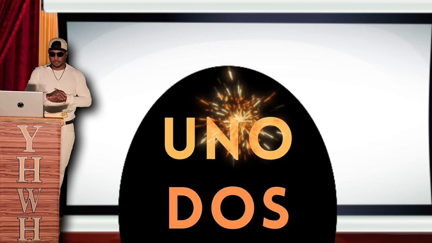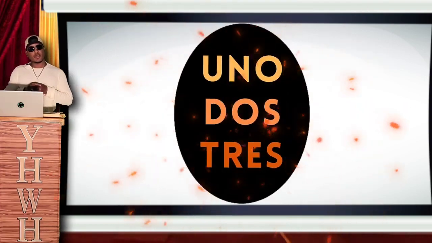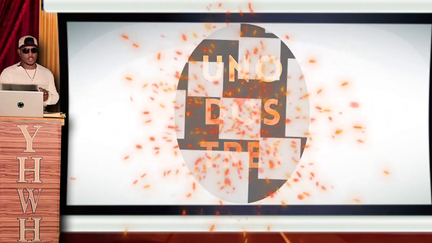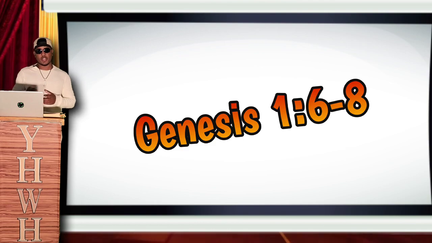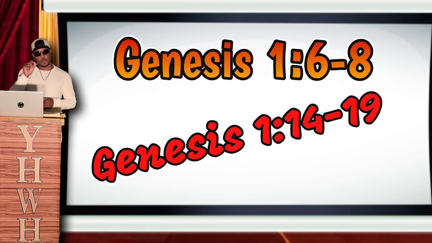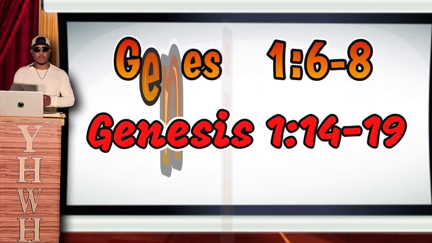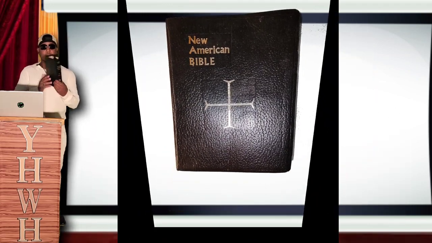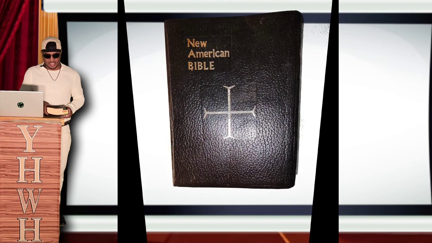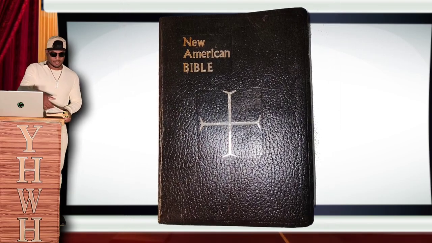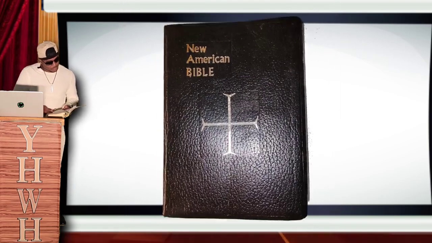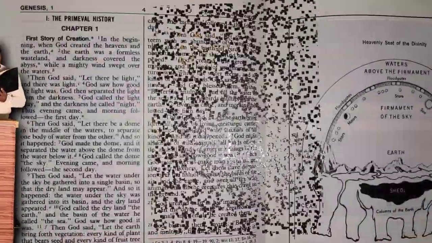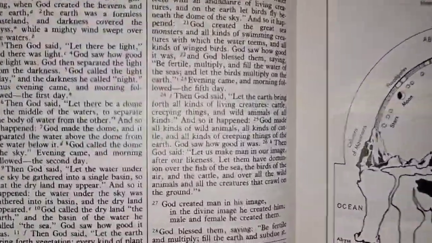Three heavens. Now let's reread one more time Genesis 1 verse 6 to 8 and then verse 14 through 19. But this time we're going to read it from the St. Joseph edition New American Bible. Let's see what it says in here. Then God said, let there be a firmament.